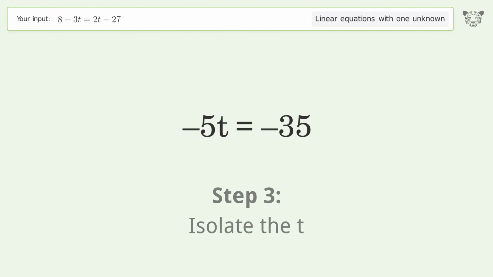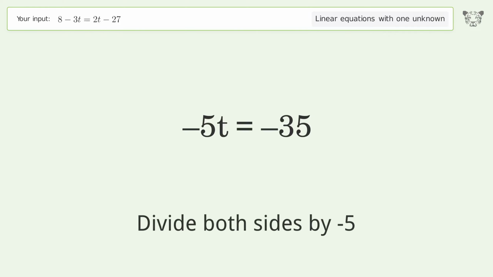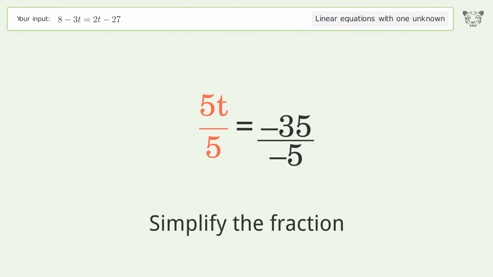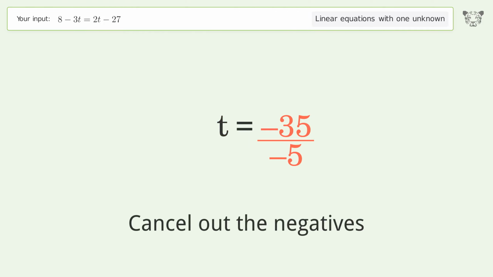Isolate the t. Divide both sides by -5. Cancel out the negatives. Simplify the fraction. Cancel out the negatives.